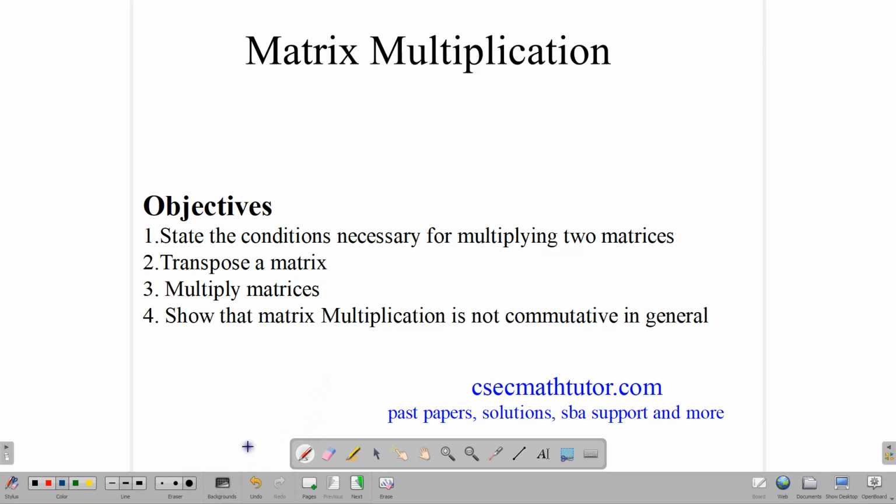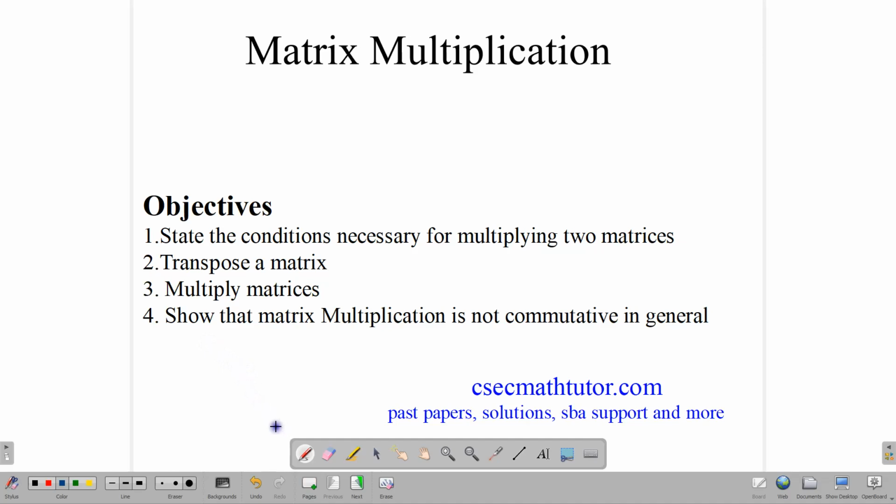Today we're talking about matrix multiplication. Our objectives are: 1. To state the conditions necessary for multiplying two matrices. We're going to look at the transpose of a matrix and why it may be necessary. And then we're going to multiply two matrices together. And finally, we're going to show whether or not matrix multiplication is commutative in general.